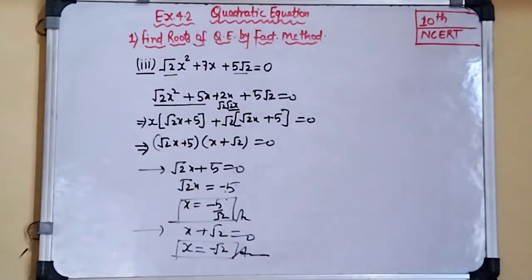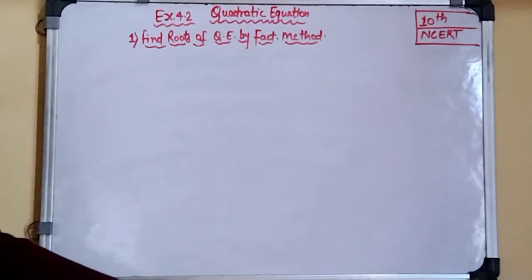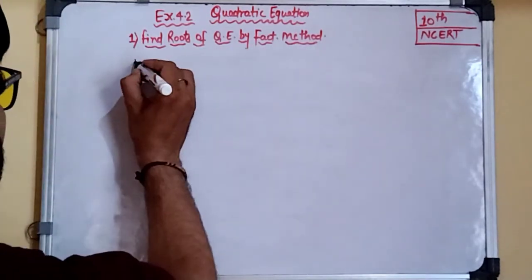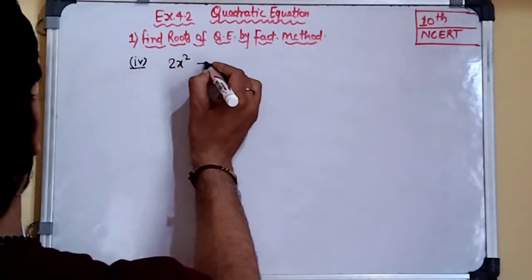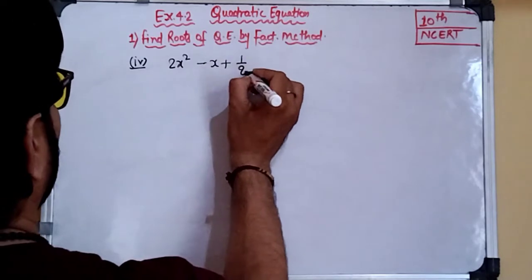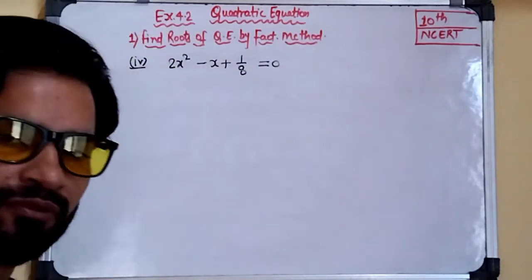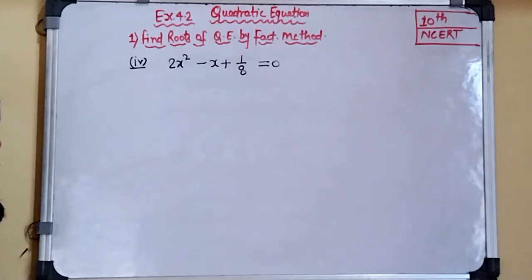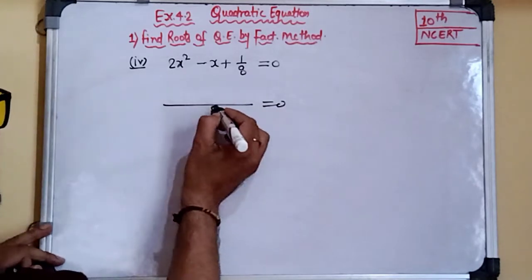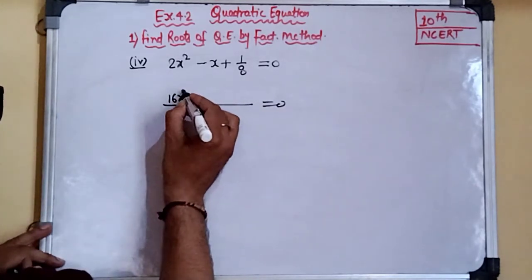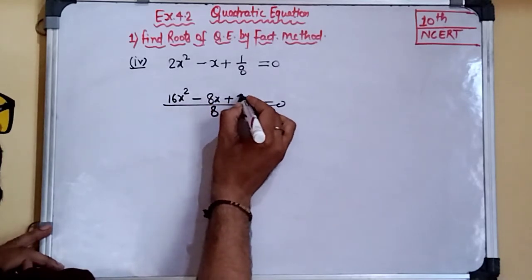Okay, now the fourth sum can be solved as follows. The fourth sum is 2x square minus x plus 1 upon 8 is equal to 0. So what is the process of solving this sum? First of all, we take the LCM of this quadratic equation. So you can take LCM. Okay, we get 16x square minus 8x plus 1.